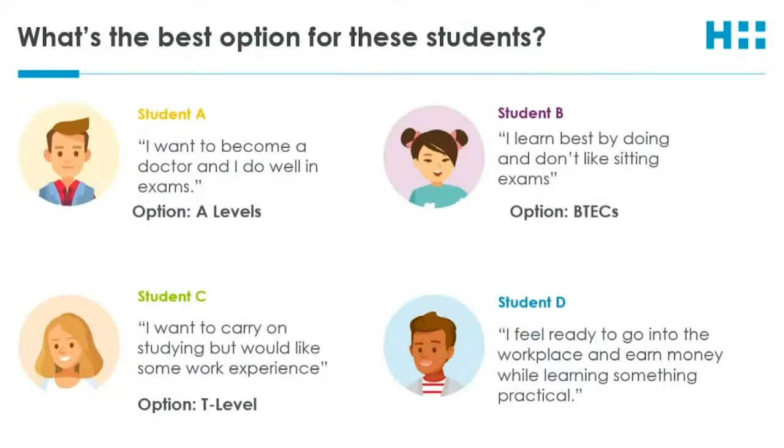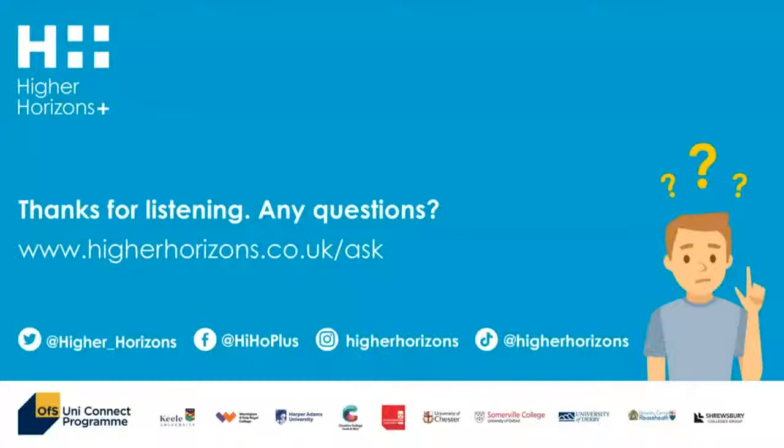And student D, he feels ready to go into the workplace and earn money while learning something practical. So he knows he wants to go and earn money straight away. He's ready to get into the workplace. We know that you earn while you learn when you do an apprenticeship. So apprenticeships would be best for student D. So just start thinking about what's important to you now, and that'll give you a bit of an idea of which qualification might be best for you when you finish your GCSEs.